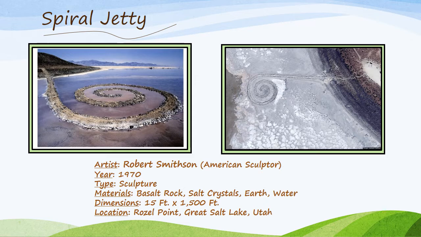So the very first land art that we're going to be talking about is probably one of the most famous, and this is a sculpture. It's called the Spiral Jetty. It obviously has that spiral line shape, and it is created by an American sculptor named Robert Smithson. It was created in 1970, and it was created out of basalt rock, salt crystals, earth, and then the water that is around it.